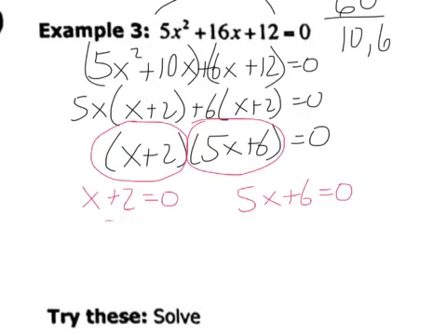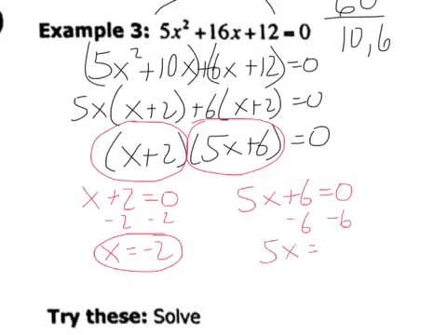So on this one, subtract 2. So x equals negative 2. That's one answer. And over here, subtract 6 and divide by 5. There's my other answer. So the factoring is the same, but then when I'm solving an equation, I need to set each factor equal to 0 to solve.